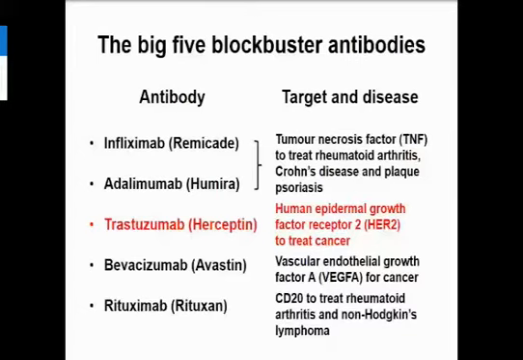Shall we push on then, everyone? Everyone happy with Avastin? No more questions on that? So we will move to Herceptin. So this is an antibody that targets the receptor tyrosine kinase called HER2, also called human epidermal growth factor receptor 2, to treat breast cancer.